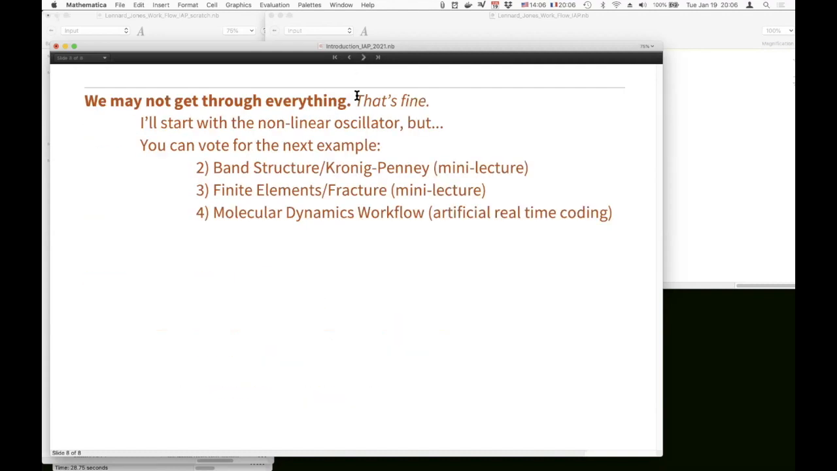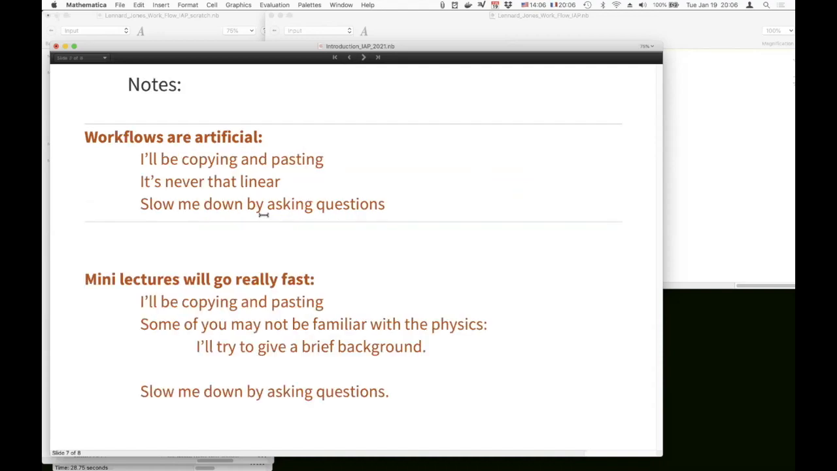And that's fine, right? I want to start with the simplest example that I can, a nonlinear oscillator. If I have some time left after I finish that, then I'll let you guys vote for the next example. That is either this problem in solid state physics, this problem in mechanical engineering, or this problem in many different fields. Okay. All right, so I'll have 2 different things, workflows and mini lectures.